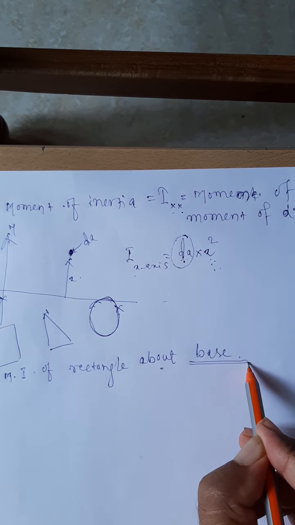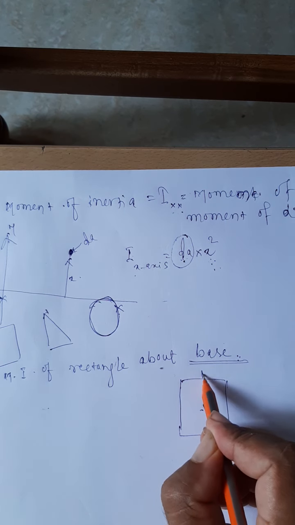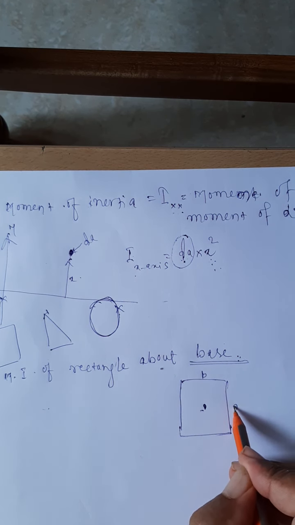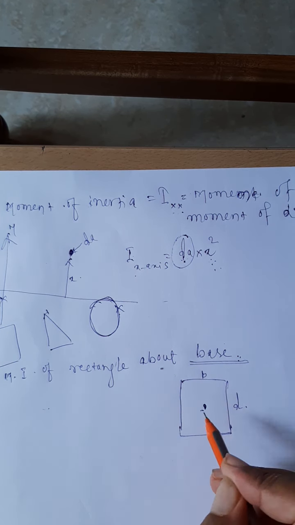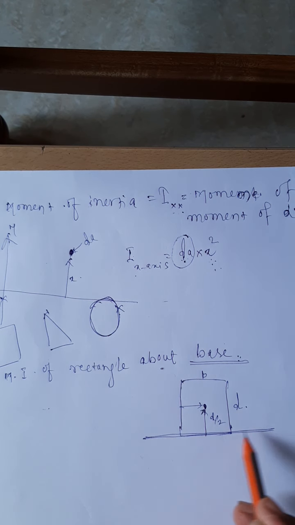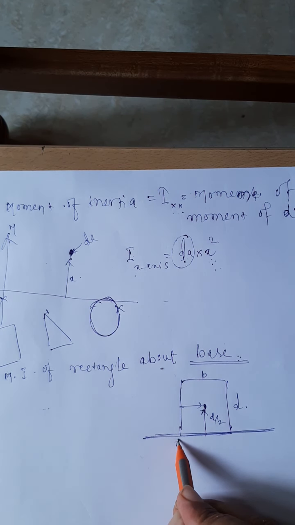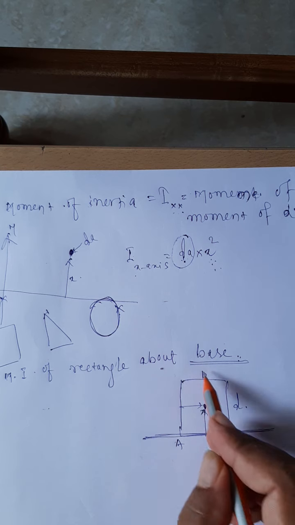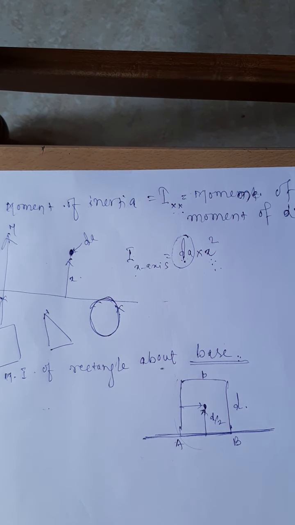Just see here, we have a figure like a rectangle. Its centroid is somewhere here. If this is B and this is D, where the centroid is located is known to you: at a distance of d by 2 and b by 2. But I don't want it. I want to calculate the moment of inertia of this figure about the base. I will name this base AB.